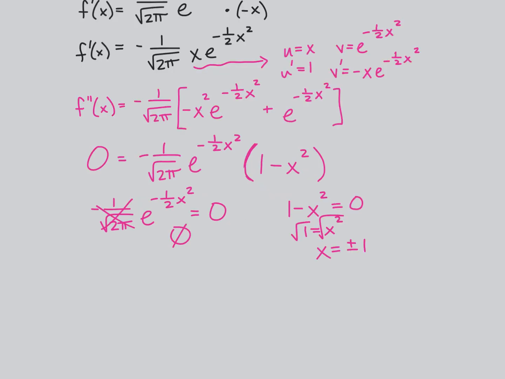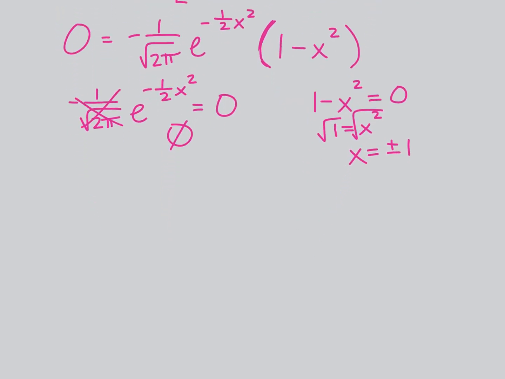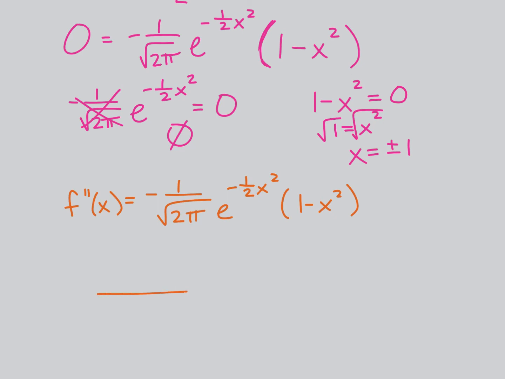So let's do that. We can simply rewrite our second derivative in the factored form, which is negative 1 over the square root of 2 pi e to the negative 1/2 x squared times the quantity 1 minus x squared. That's our second derivative factored, and we want to just show that the sign of the second derivative changes at both of these potential points of inflection. All right, we know that when we plug in negative 1 or 1, our second derivative is in fact 0. Let's plug in a point to the left of negative 1. Let's plug in negative 2 into our second derivative.